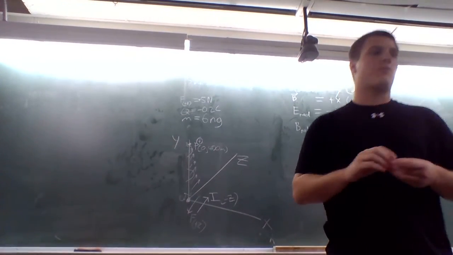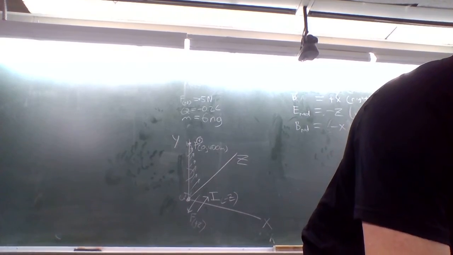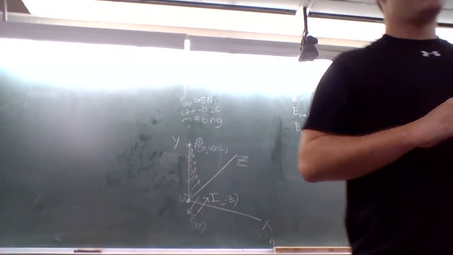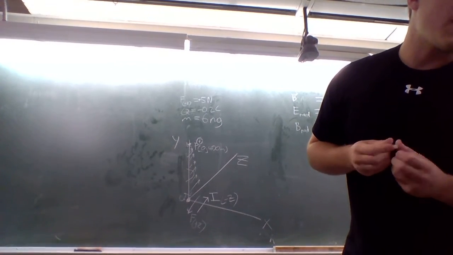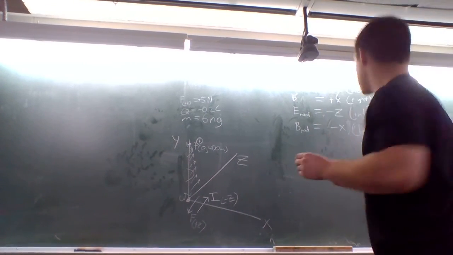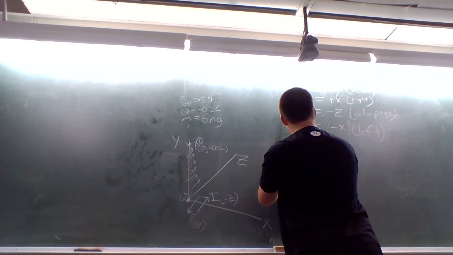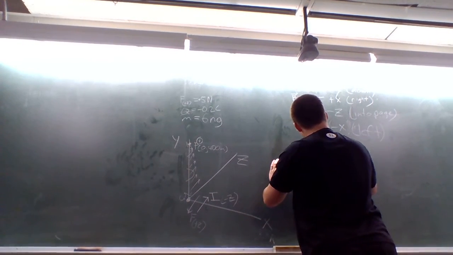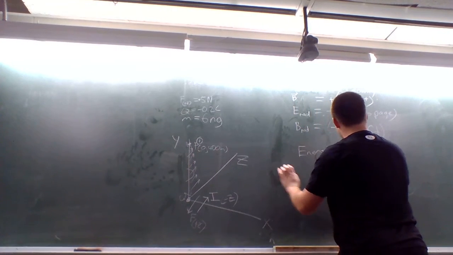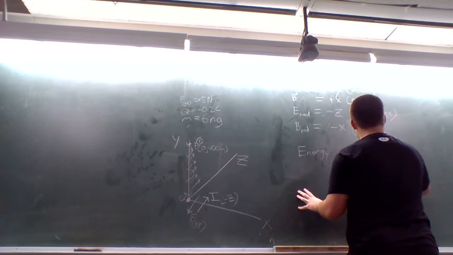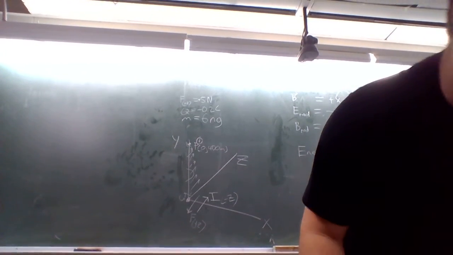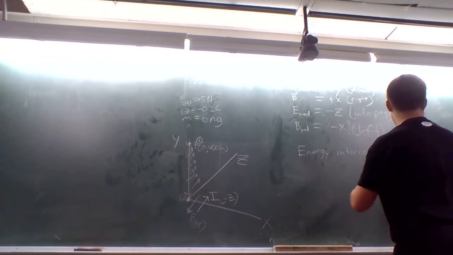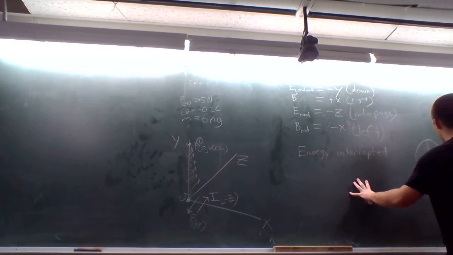So that's 4 of the 6 problems that we have to do. Now we get to the actual math, which I'm pretty sure everyone can do. What is the radiated electric energy intercepted? So now we want to find the energy intercepted by a round 1 meter diameter piece of something. I'm not sure.